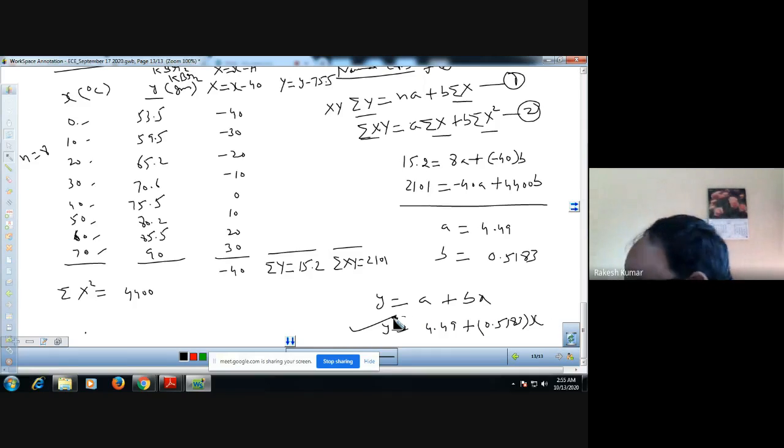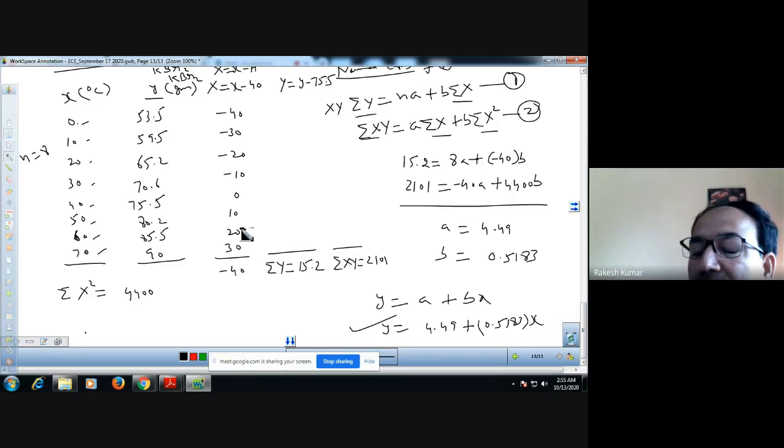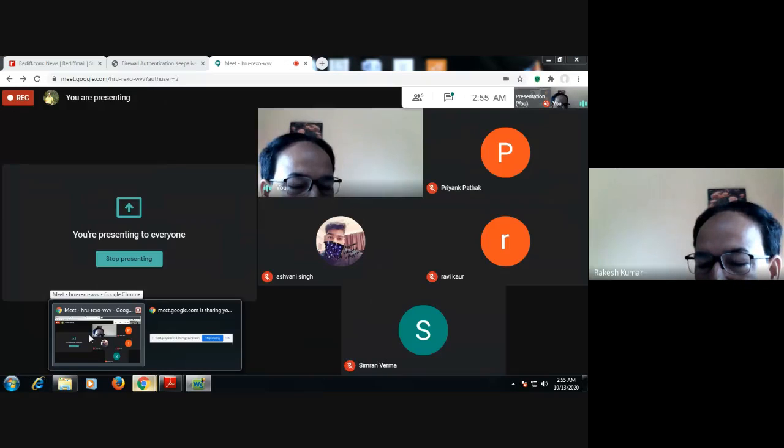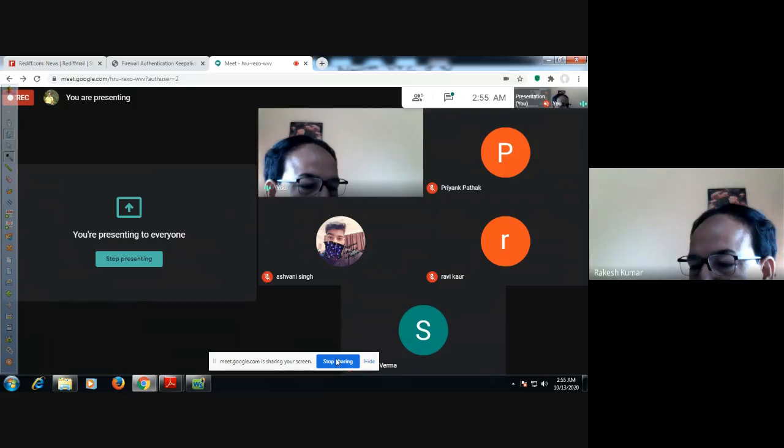So this is the procedure of curve fitting. By this procedure, you will be able to fit the curve with the data values. So I stop my class here. We shall continue in the next class.